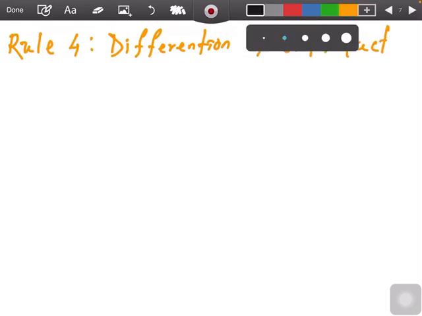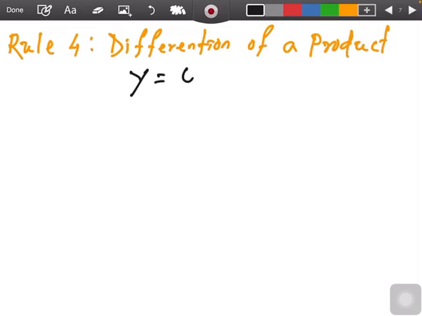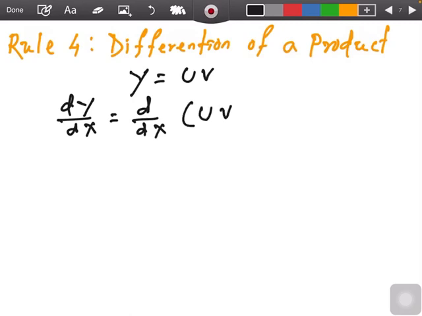Differentiation of a product. Suppose y is a product of two expressions, y is equal to u and v, then how can we calculate dy by dx? So that is d by dx of uv.